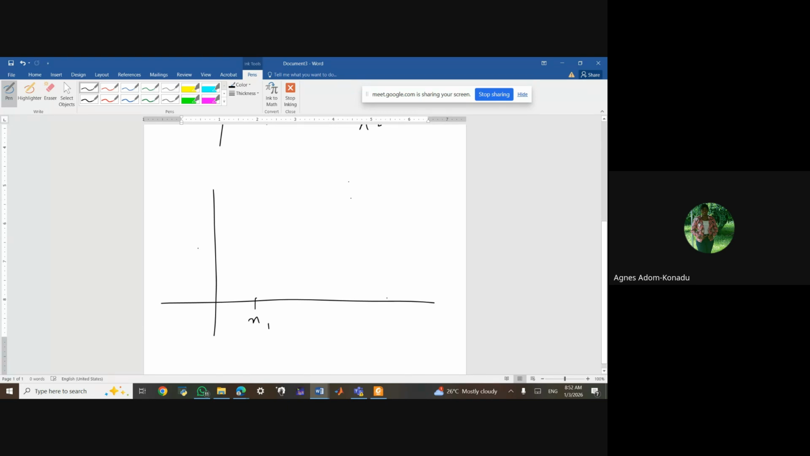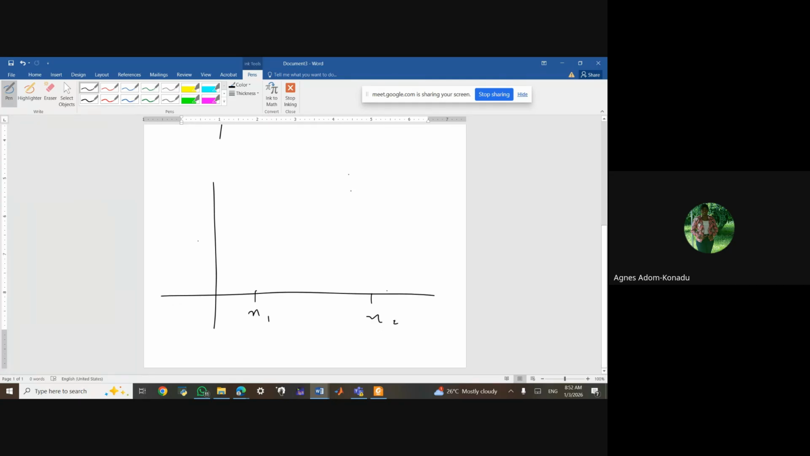Now the other one. If I have x1 here, I have x2 here. If my x1 is less than x2, but my f of x1 is here and my f of x2 is here, then we can see that it is descending. This one will have the gradient less than 0. So this is a decreasing function.